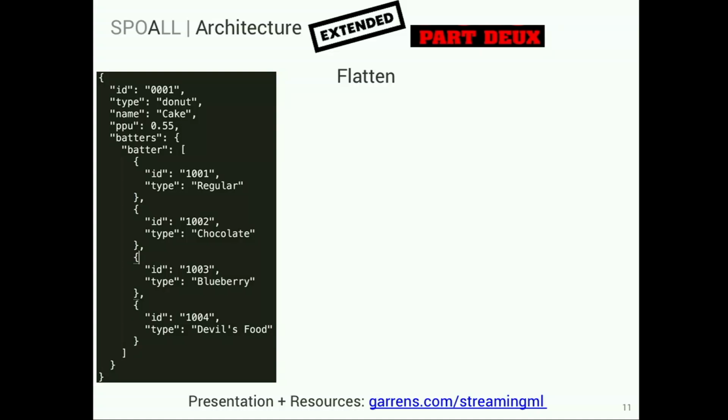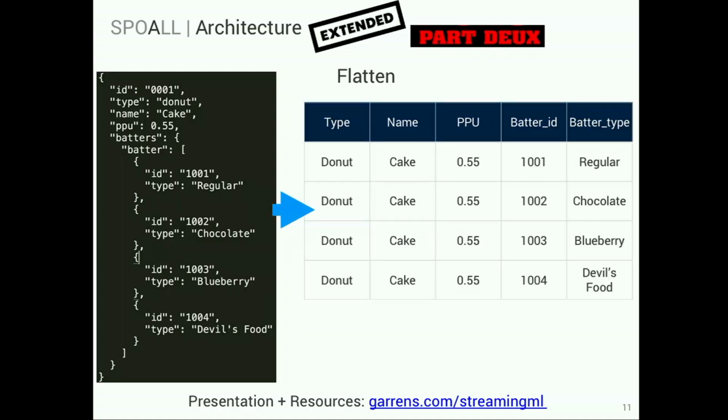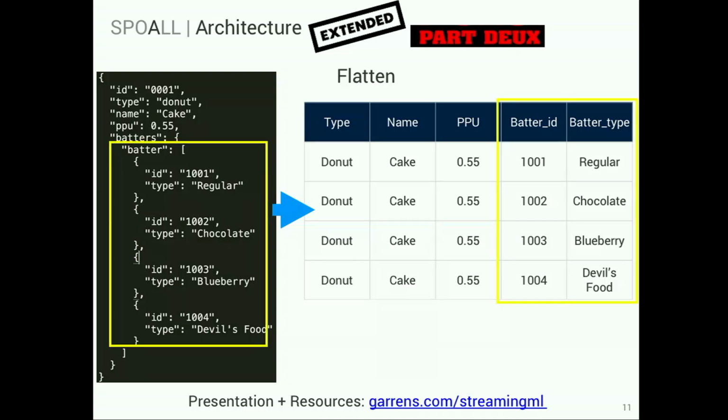But we don't actually want to work with this in the nested version. We want to work with this in the flattened style. So we're going to go ahead and go through a flattening procedure to take the nested version of the batter information and flatten it so that we can then do a join on similar data that we get from our other stream.